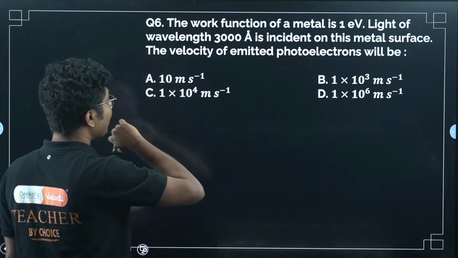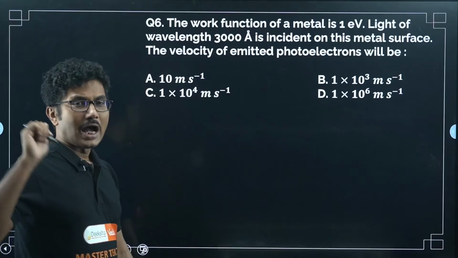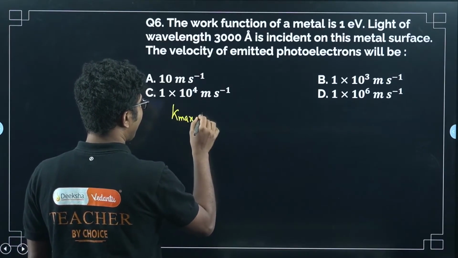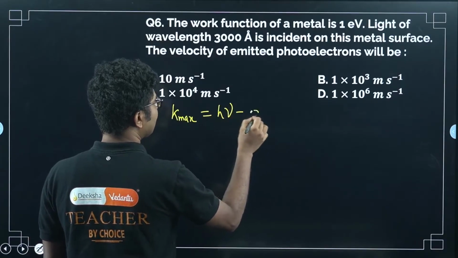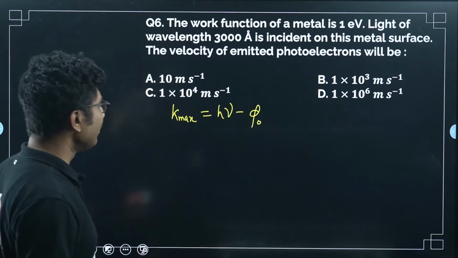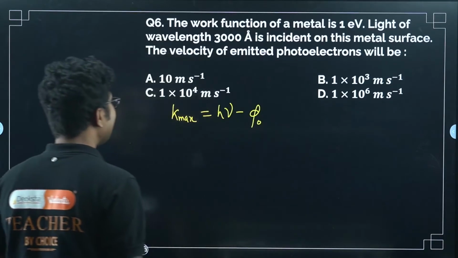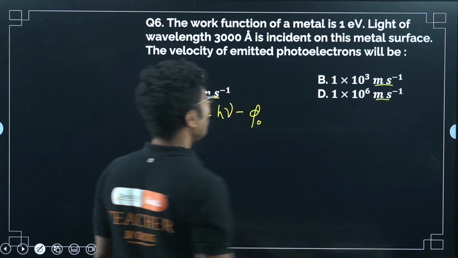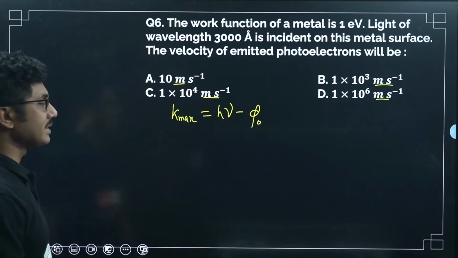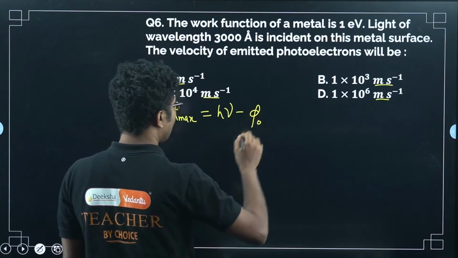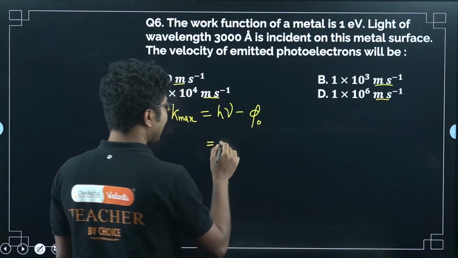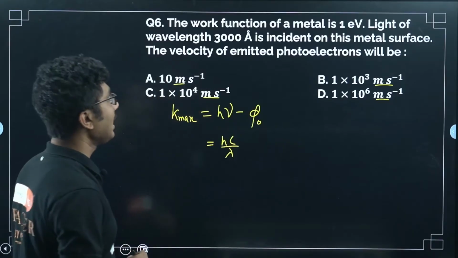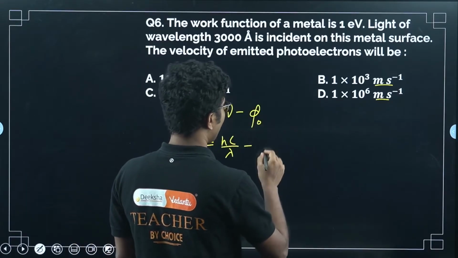So what is the problem? We have to use Einstein's photoelectric equation. So K max equals h nu minus phi naught. Okay. Now what is h nu? Since if you see the options, everything is given in meter per second, right? So there is no option, you have to convert everything into SI unit. So you have to start with the formula h c by lambda, nu is c by lambda, okay, and phi naught is given 1 electron volt.